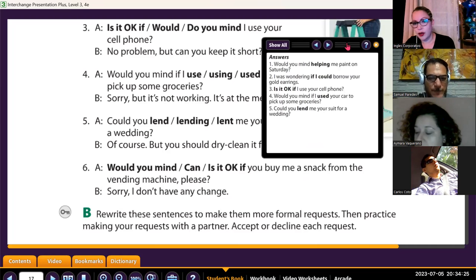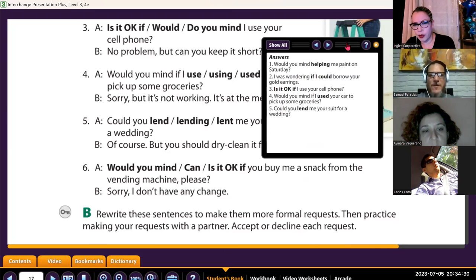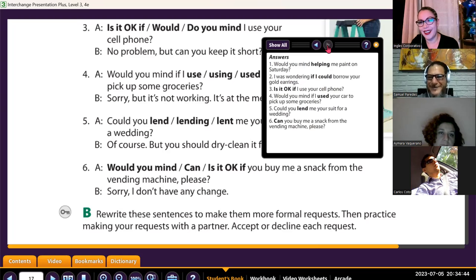Number six. It will be, would you mind you buy or can you buy me or is it okay if you? Can you buy me a snack from the vending machine, please? Excellent. That's the simple way. Okay, so good. Now, let's stop for a while.